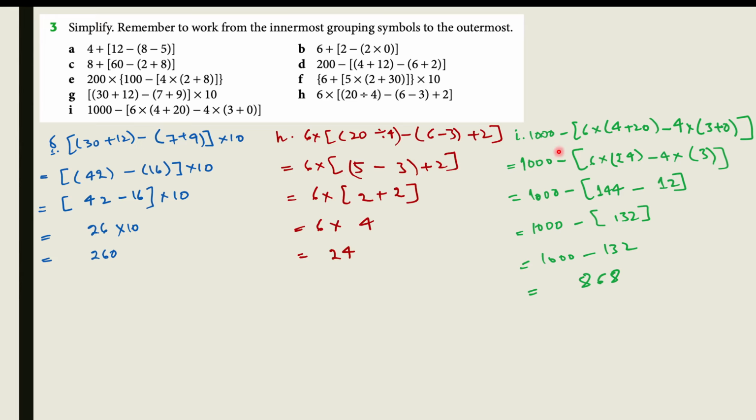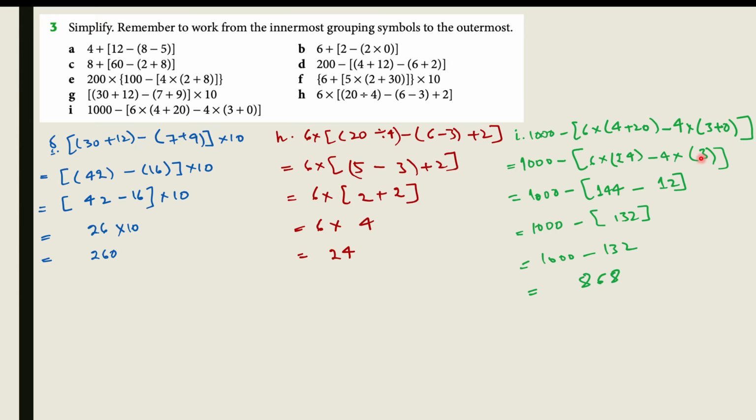The last expression is 1000 minus, in the square bracket, we have 6 multiplied by, in the parenthesis, 4 plus 20, and then minus 4 multiplied by 3 plus 0 in the second parenthesis, and the square bracket closes. So again, the innermost is the parenthesis, so we will start with simplifying the parentheses first. 4 plus 20 is equal to 24, and 3 plus 0 is equal to 3.